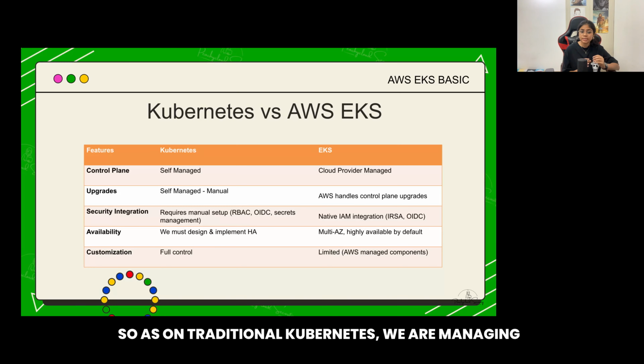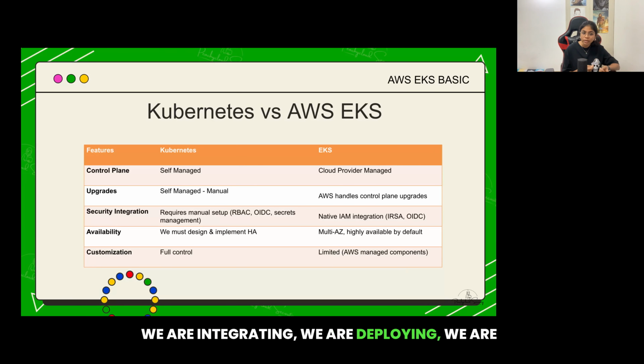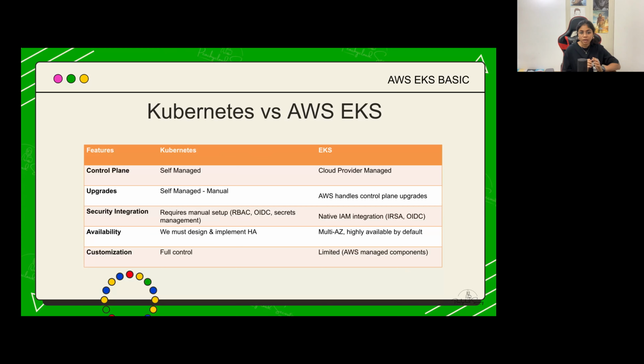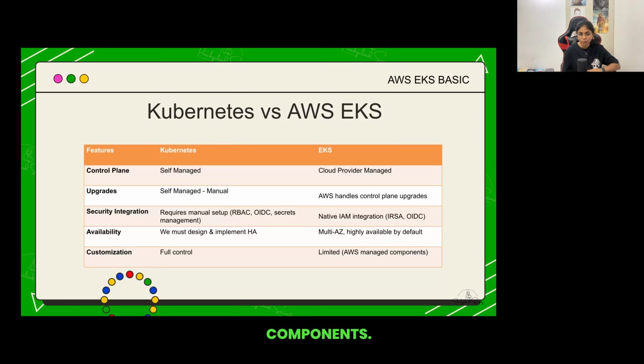Customization. As on traditional Kubernetes, we are managing everything. We are integrating, we are deploying, we are installing. So the control is in our hands. On EKS, as the cloud provider is responsible to take care of some components, this control is limited.